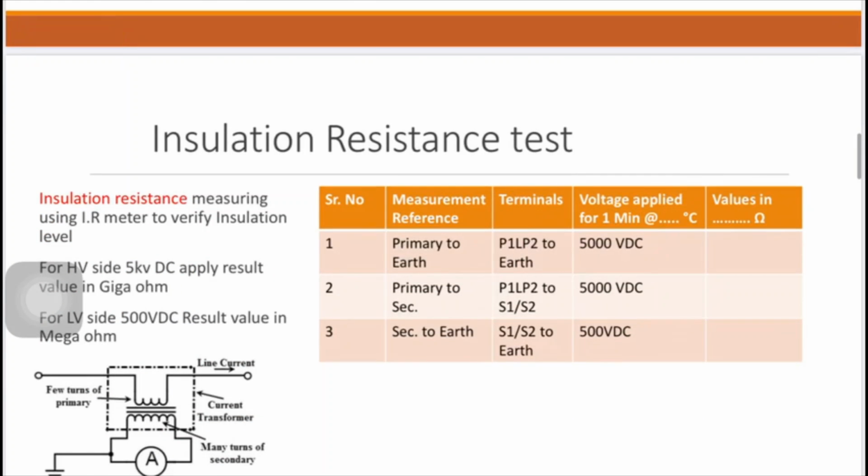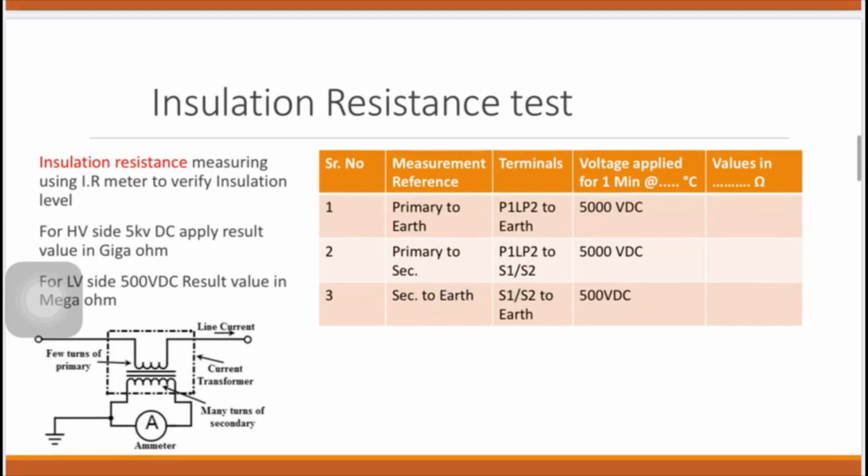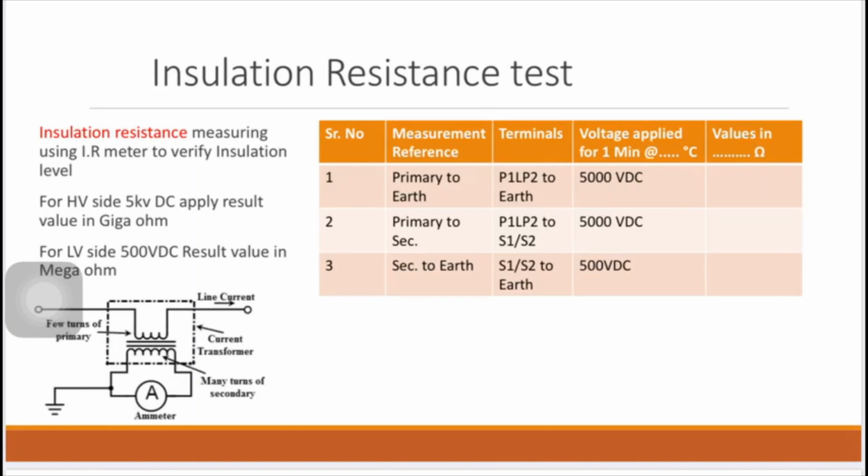Here the first test conducted for the CT is the IR test, the insulation resistance test. The main aim of conducting the IR test is to determine the insulation level of the CT. There is no short circuit between primary to earth. That is, the primary winding should not touch the earth or body internally, and there should not be any short between primary to secondary and secondary to earth or secondary to body. To determine this, we have to conduct the insulation resistance test.